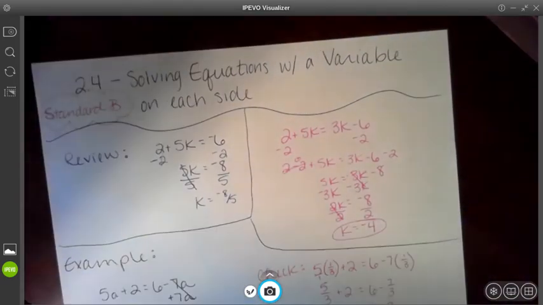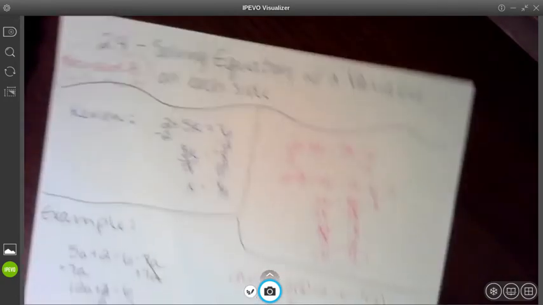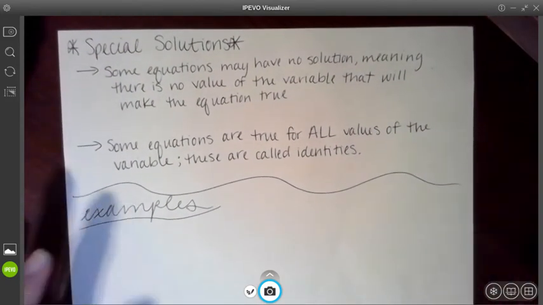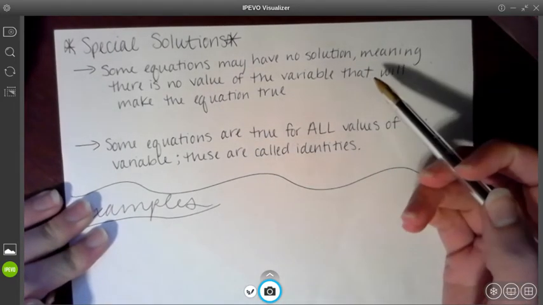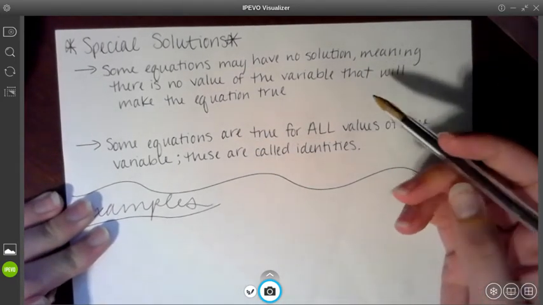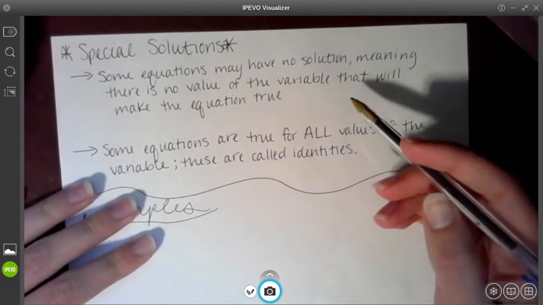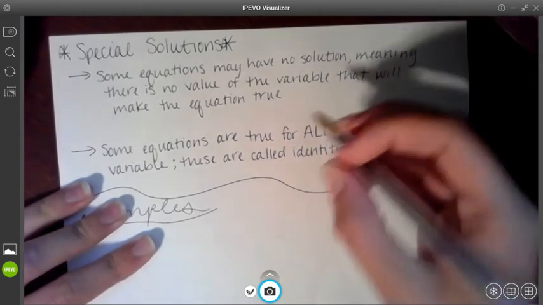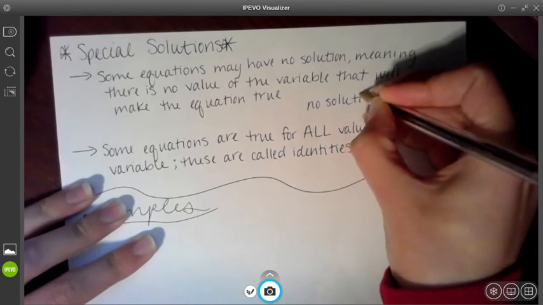Okay, let's go. So we're going to keep solving equations with a variable on each side. We're going to talk about some special solutions to certain kinds of equations. So some equations may have no solution, which means that there is no value of the variable that will make the equation true. If we come across an equation where there is no actual value that will make it true, we say that for our answer, we just write down no solution.